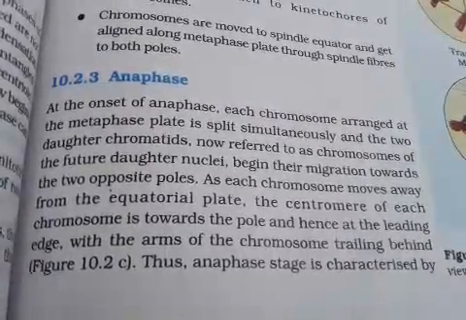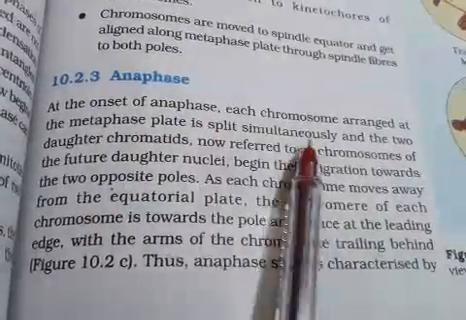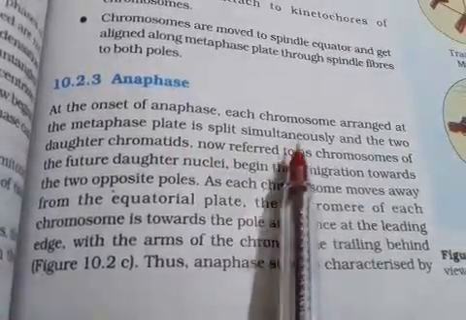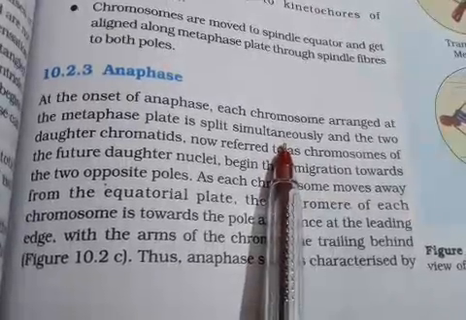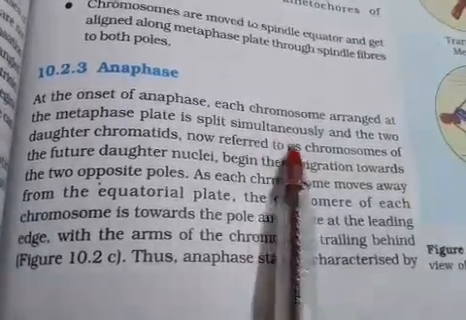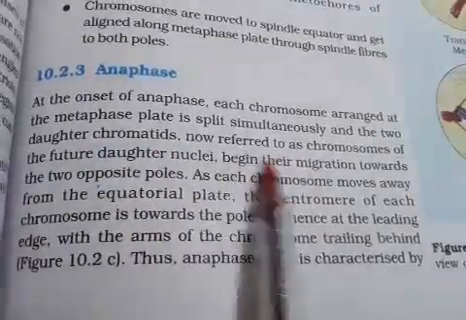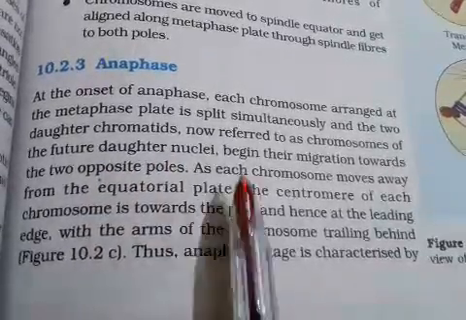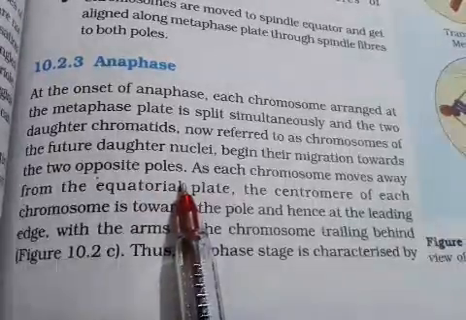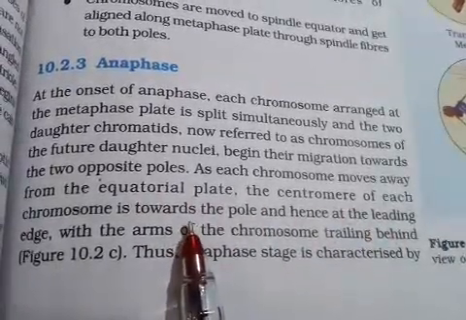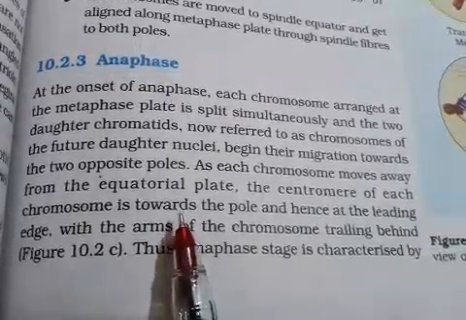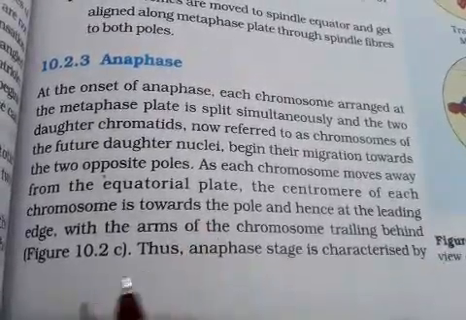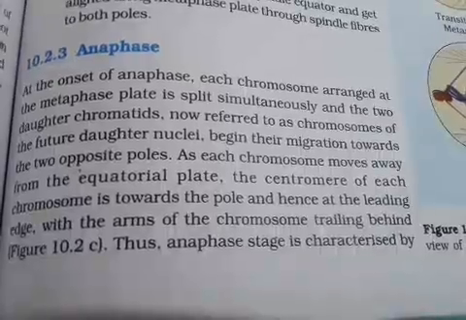So what happens at the onset of anaphase? Each chromosome which is arranged at the metaphase starts to split, means it starts to separate into its chromatid parts, and the two daughter chromatids, now referred to as chromosomes, move towards the opposite poles. That is, the migration begins across the opposite poles. As each chromosome moves from the equatorial plate to the opposite end, the chromosomes start to separate, and this leads to a path in which this kind of figure appears.